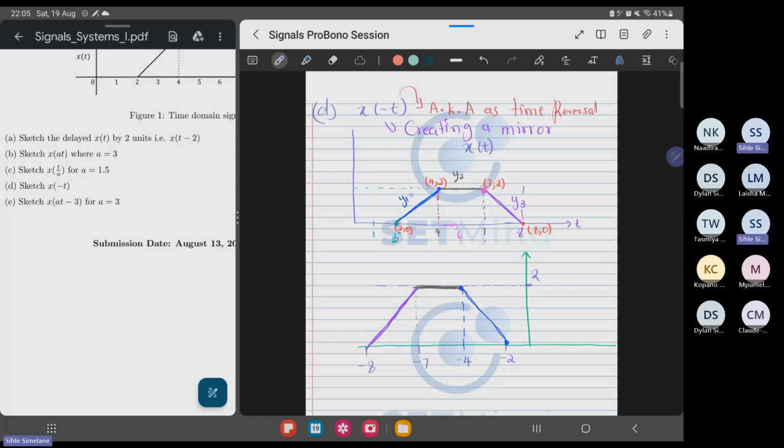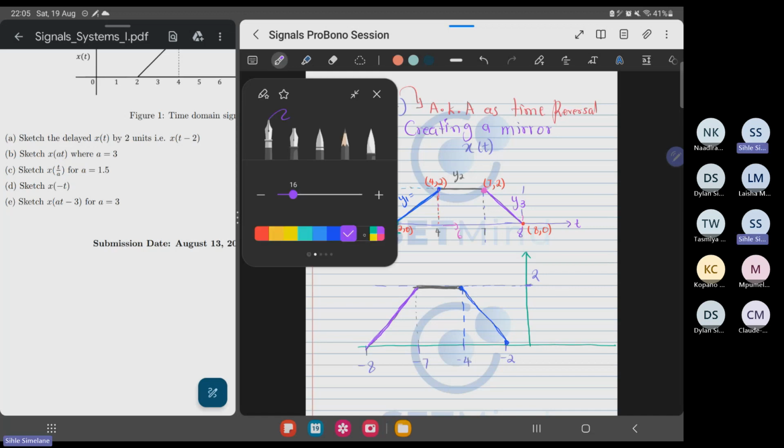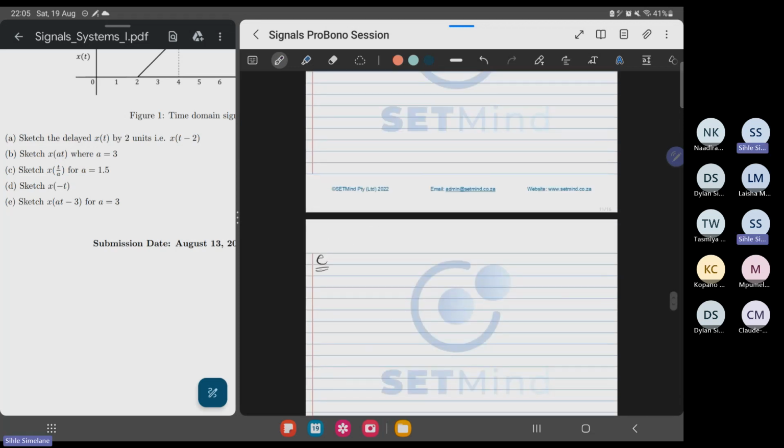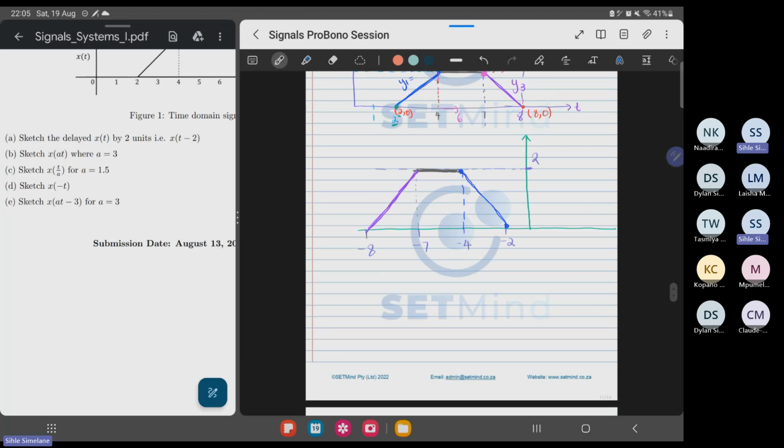Okay, and then what we can do is let's quickly look at E. For E, they are saying we should sketch x of 3t minus 3. So the nice part here is that we already have the function for 3t. For x of 3t, all we need to do is shift it by 3 units. So let's copy the function for x of 3t.